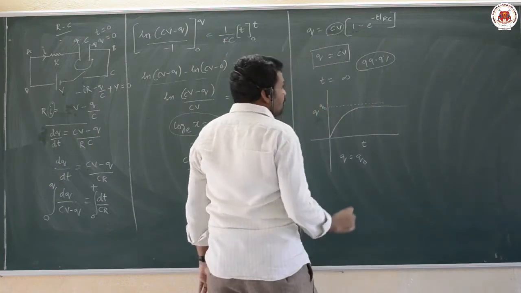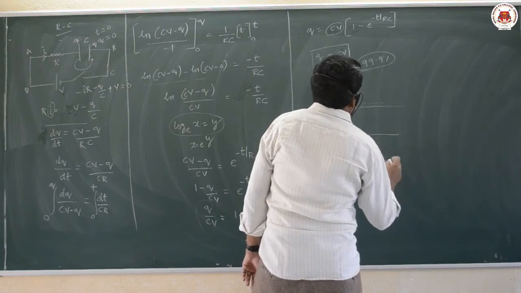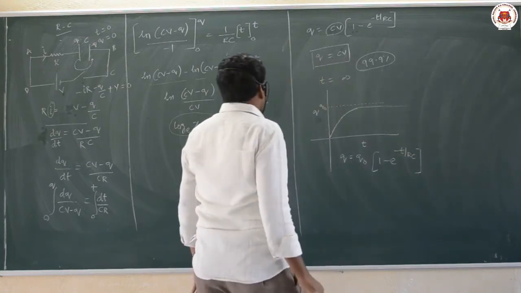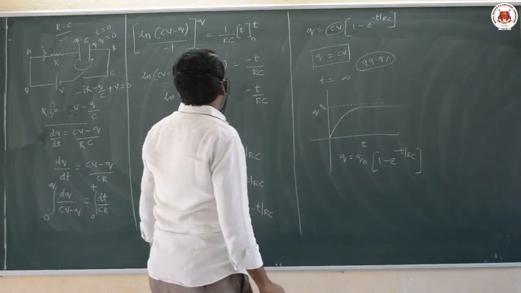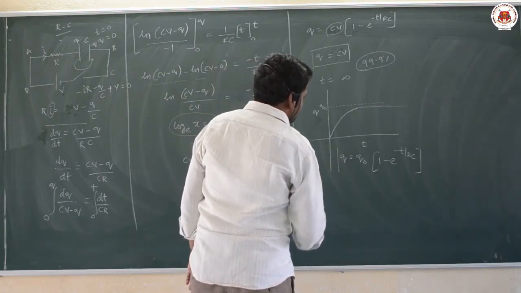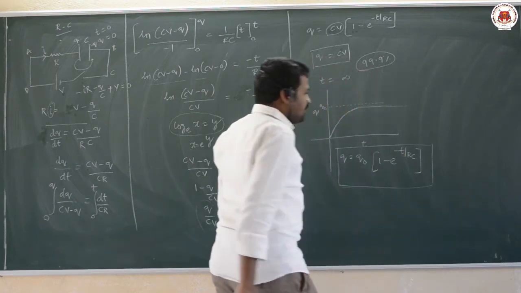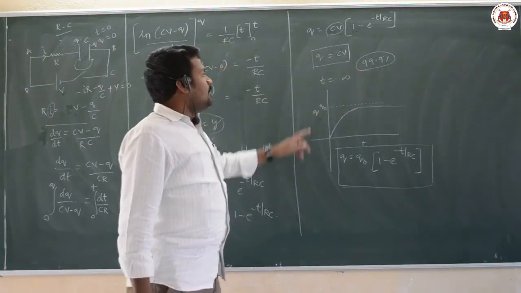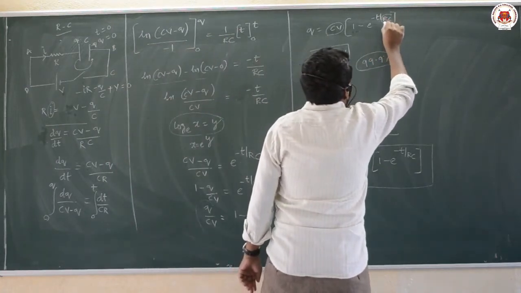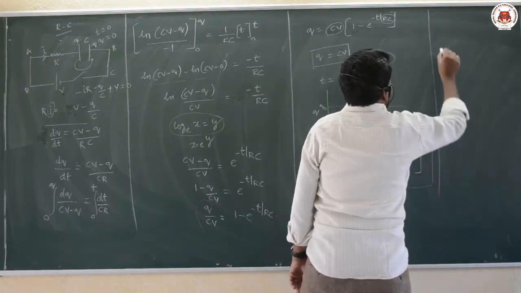So Q is equal to Q naught into 1 minus e power minus t by RC. This is the formula of growth of charge in a capacitor. From this what you can understand, this RC has a name, that is called time constant.